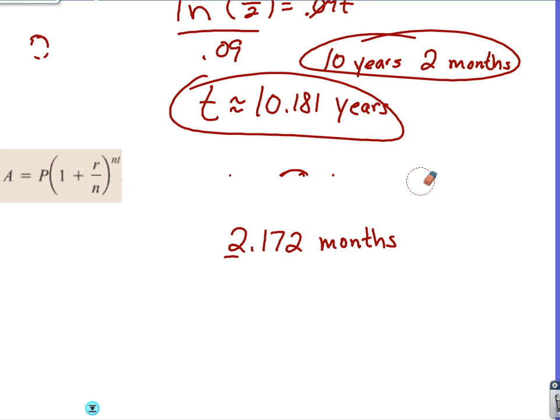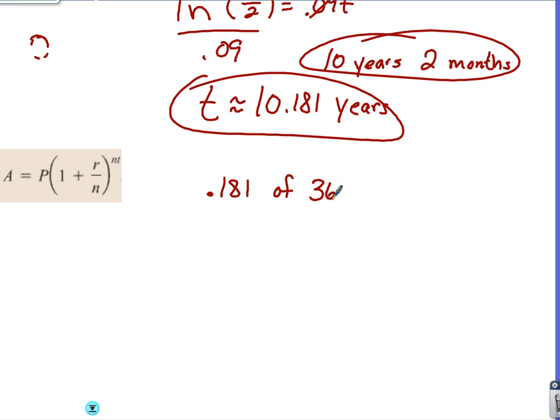Let's go a different direction with it. You could say 0.181. Let's turn that into days then. Instead of months, let's do that as days. So 0.181 of 365 days, because that's a portion of a year, right? So let's do the 0.181 times 365, and we can break it down a lot like this. I mean, what's that when you multiply it out? 66.065 days. So that's 66 full days.